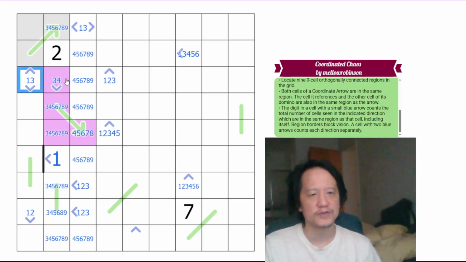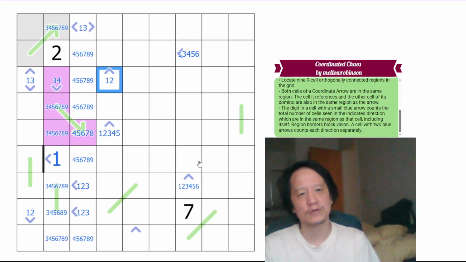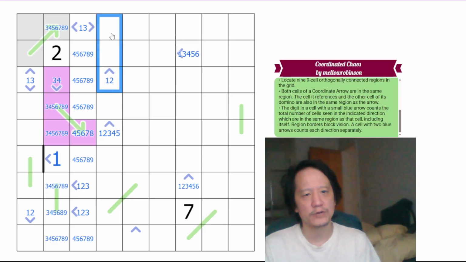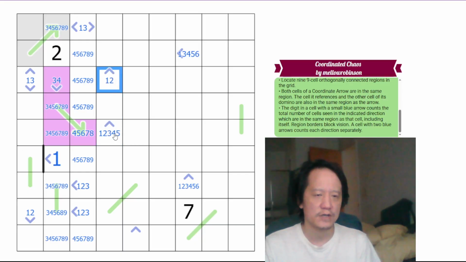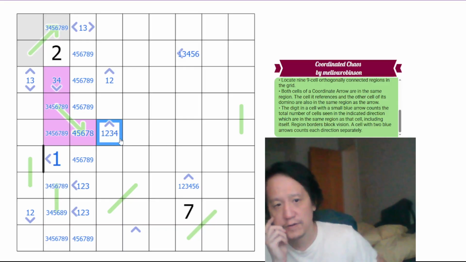If this is 3, if this is 1, this is 3, so that can't be 3. If this is 3, obviously it can't be 3 here. So this is 1 or 2 going this way. That means this is either 1 going here, 2, it could be 3 if this is 1. It could be 4 if this is 2, but it can never be 5 here. Interesting.